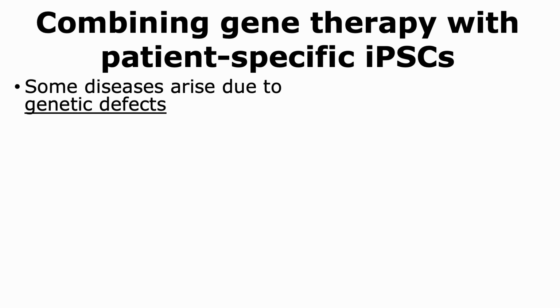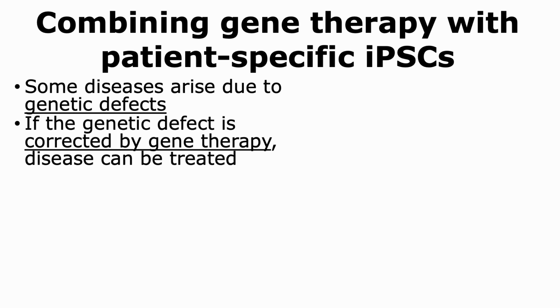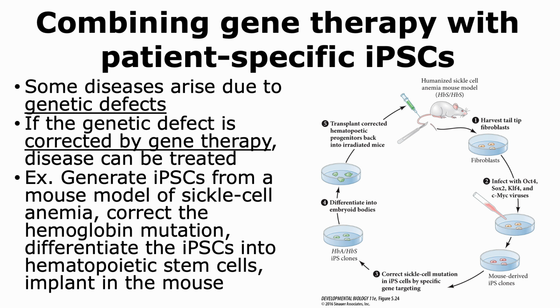A way in which we can combine gene therapy with patient-specific induced pluripotent stem cells to treat diseases is shown in this slide. Now, some diseases arise due to genetic defects. So the hope is that if the genetic defect is corrected by, let's say, gene therapy, then we can actually treat the disease. Researchers did such an experiment in a mouse model that was showing sickle cell anemia, and this was due to a mutation in its hemoglobin.